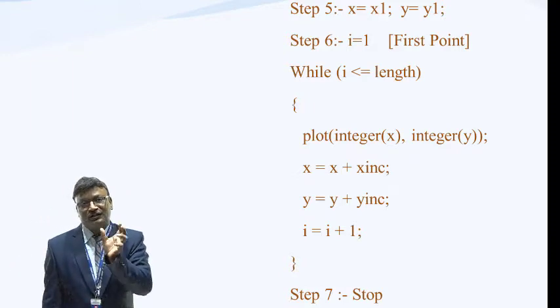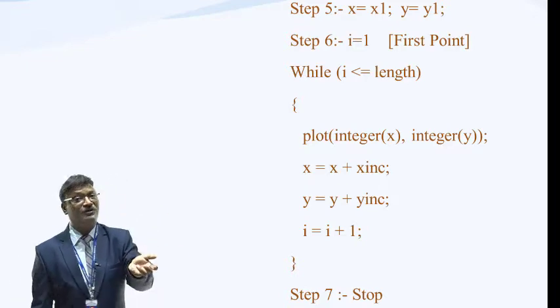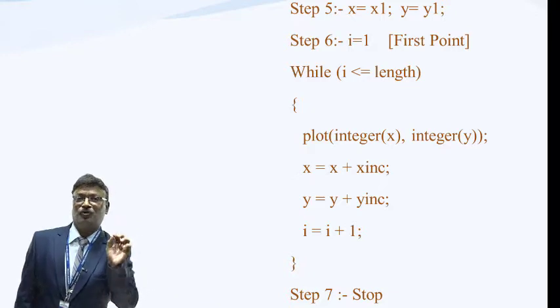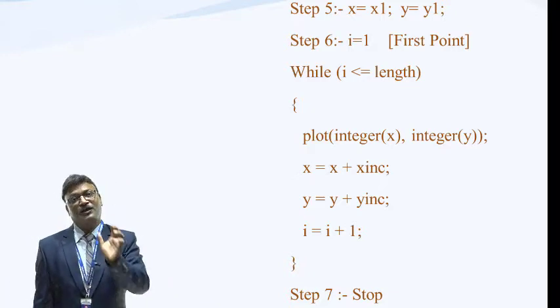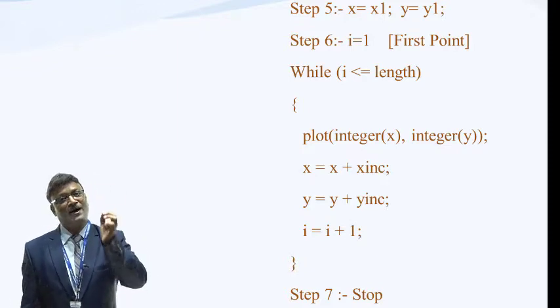I consider the integer of y because a pixel is in integer form only, not float. You cannot consider 1.5 as a pixel value. No, only 1, 2, 3; all these digit values, that is, only integer values, you can consider as a pixel value.